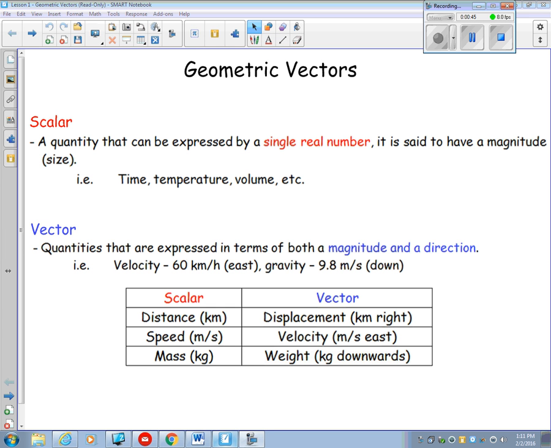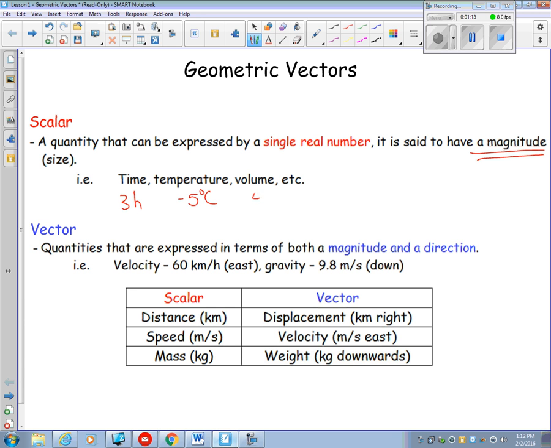In this first lesson, our big idea today is to be able to tell apart scalars from vectors. A scalar is anything that has a value that can be expressed by a single number. We call that single number the magnitude, the size of something. So for example, time could be 3 hours. Well, that's a number, right? It's a size. Temperature, -5 degrees Celsius. Temperature, again, just a single number.